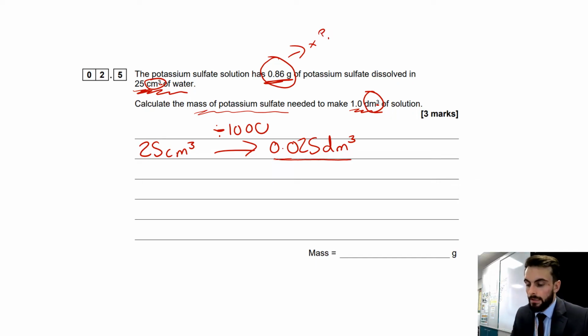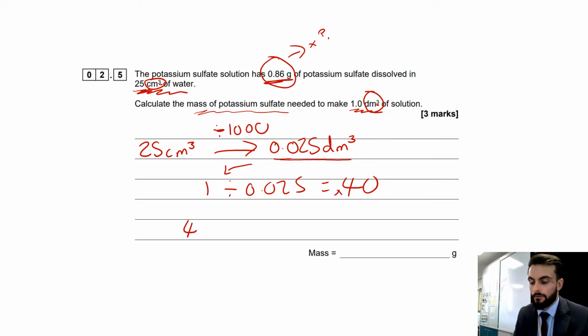So what you do is you simply do 1 decimeter divided by that number that we just worked out. How many times into 1 will this number go? So 1 divided by 0.025 gives us 40. So that means if we want to make the solution up to 1 decimeter cubed, we're going to need 40 times more potassium sulfate. So all we need to do is do 40 times 0.86, which gives us 34.4 grams.